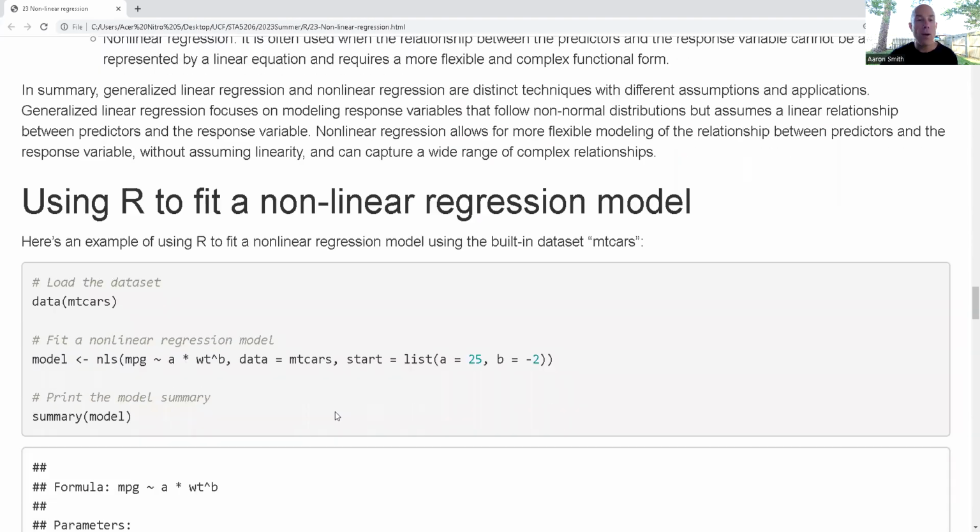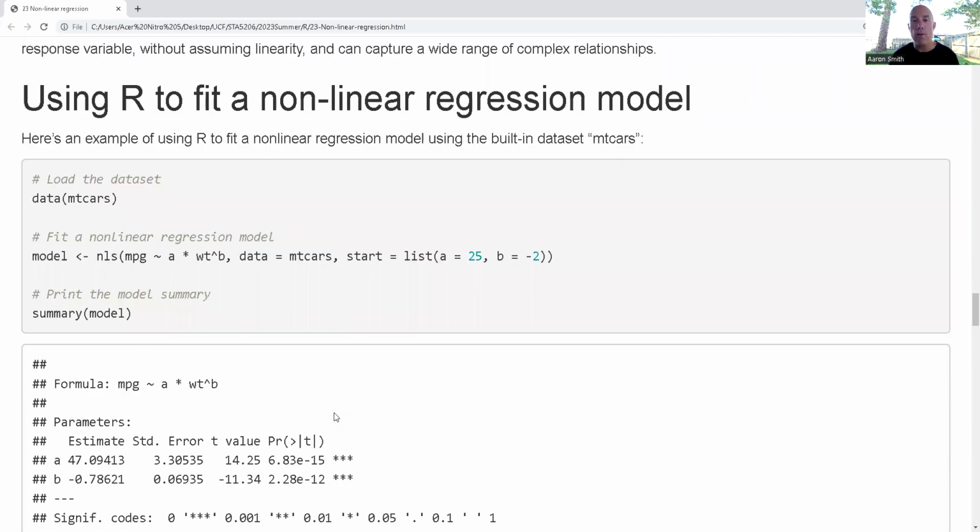All right, so now let's go ahead and actually do some modeling using R. We're going to use the mtcars data set. I want miles per gallon to depend on the weight of the vehicle. And here we have a coefficient and an exponent as my parameters.